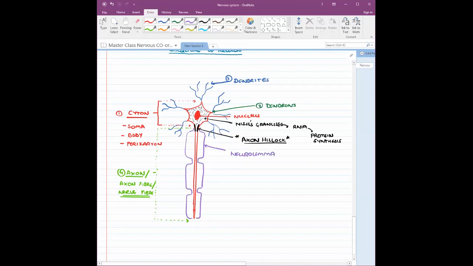Okay, now neurolemma, or you can also call this thing neurilemma. Guys, both the terms are used, whether you want to call it neurolemma or neurilemma. What is this? This is nothing but like a jacket. This is going to be a jacket present on the top of your axon, just to give it a little bit of protection.